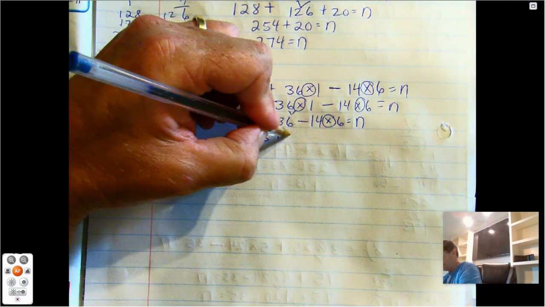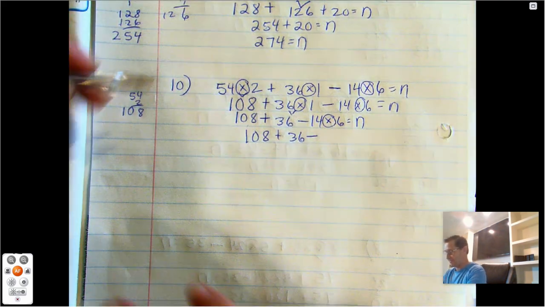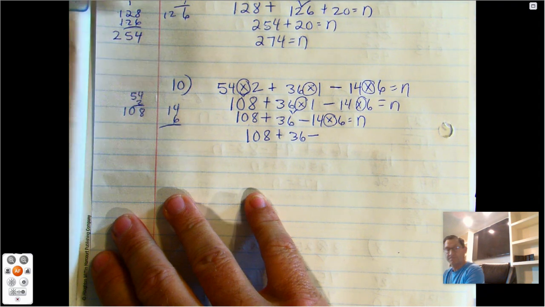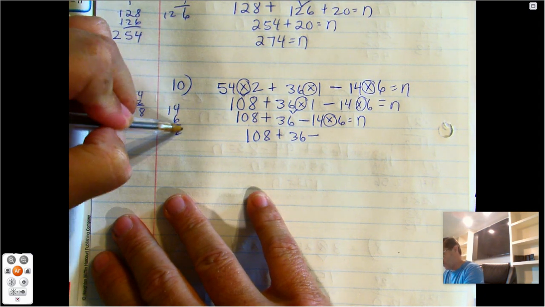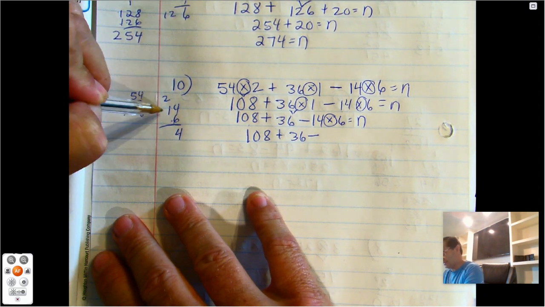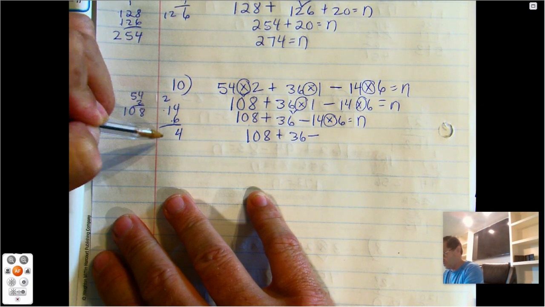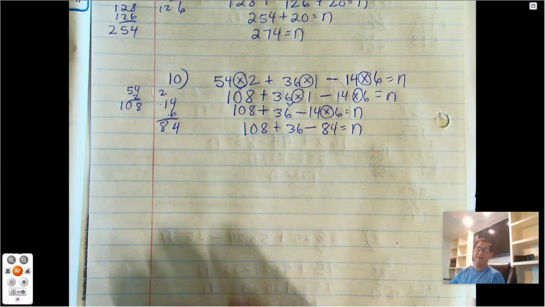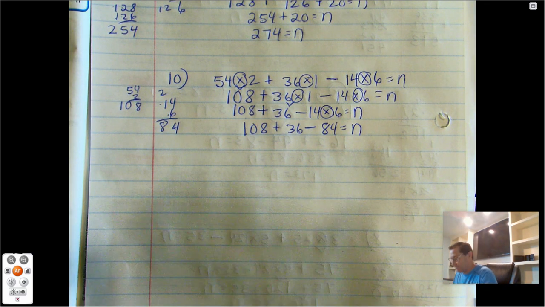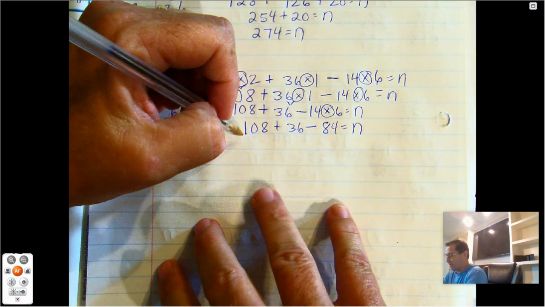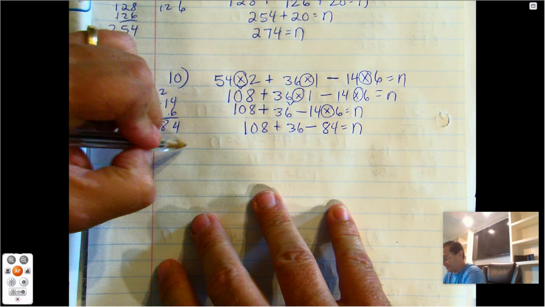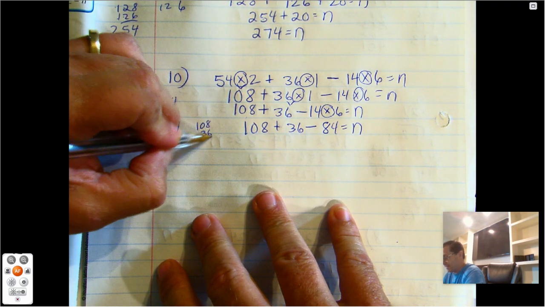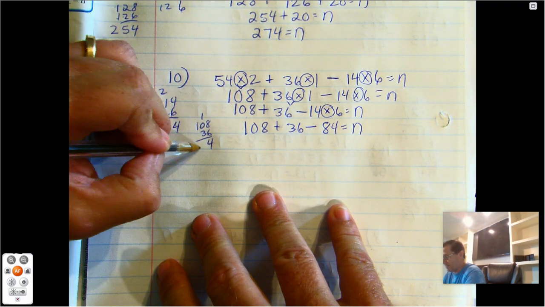6 times 4 ones is 24 ones. 6 sets of 10 is 60, plus 2 more is 8. So 84. Now we have addition and subtraction. Just add left to right. 108 plus 36. 8 and 6 is 14. 3 tens and 1 ten is 4 tens. And 100 plus nothing is 144.